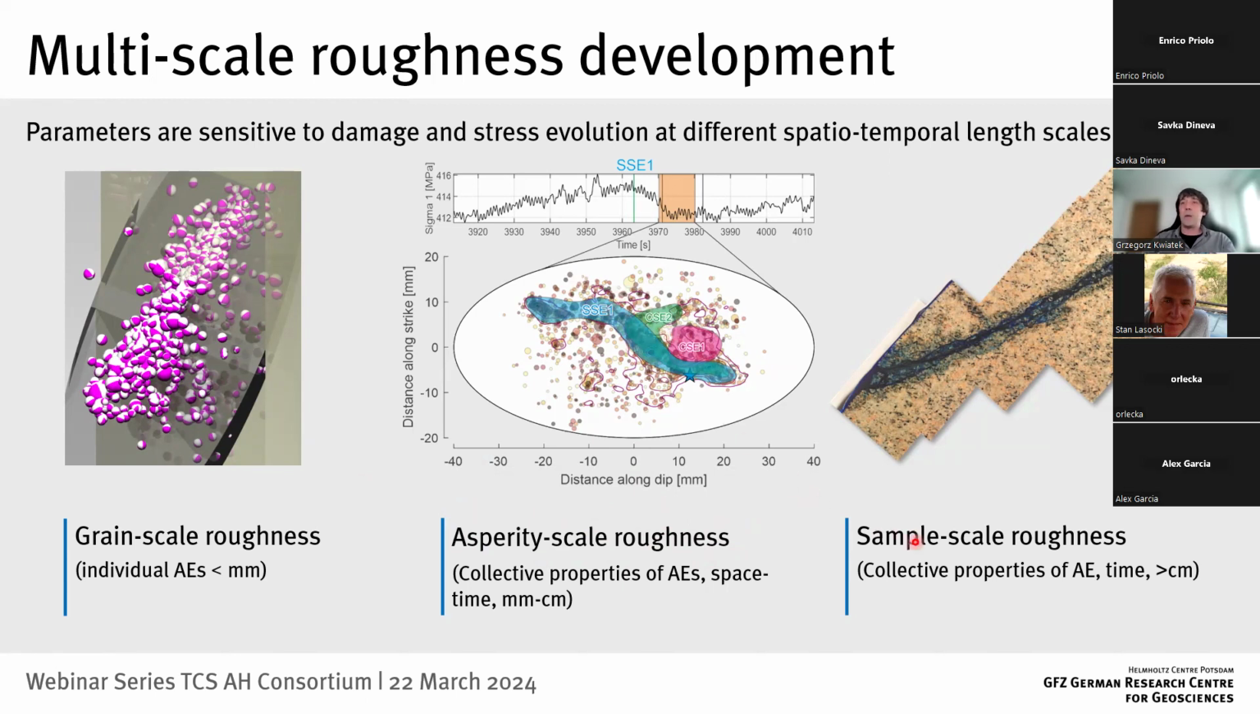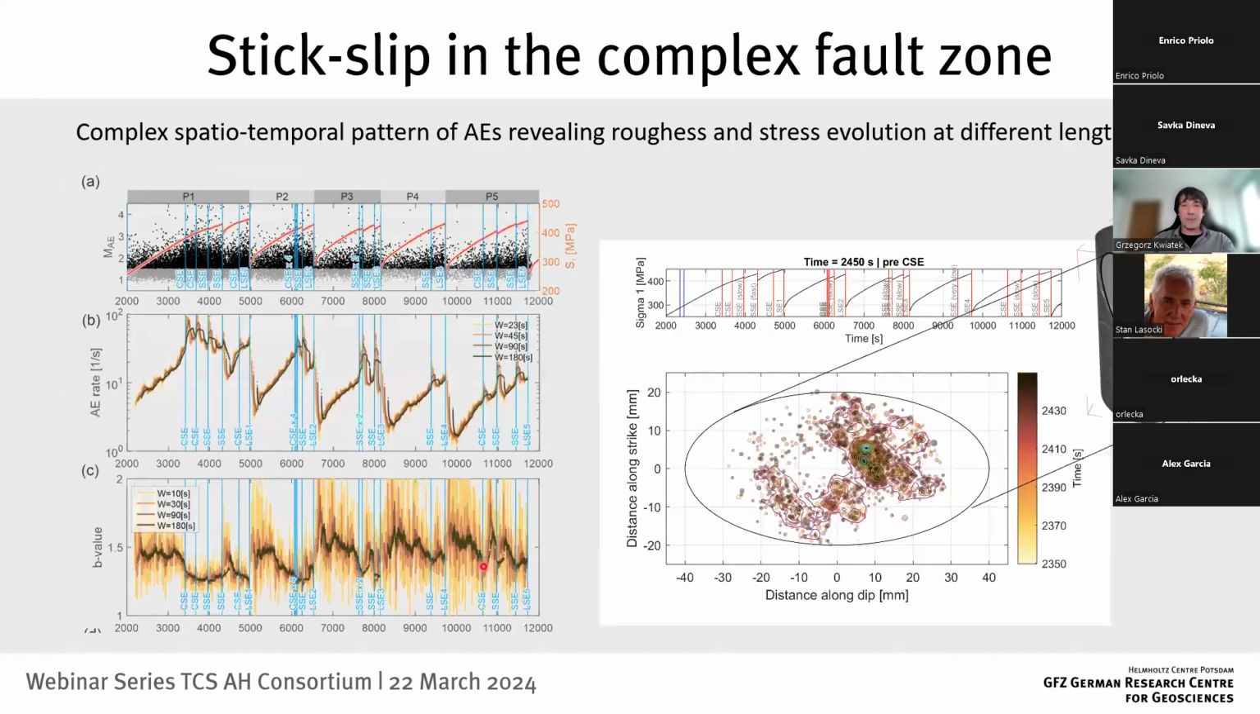And finally, we have the sample scale roughness that is characterizing the development of this long length scale global relief. And that is picked up very well by the collective properties of acoustic emission that are measured in time windows. And this is typically corresponding to the more than centimeter scale roughness.